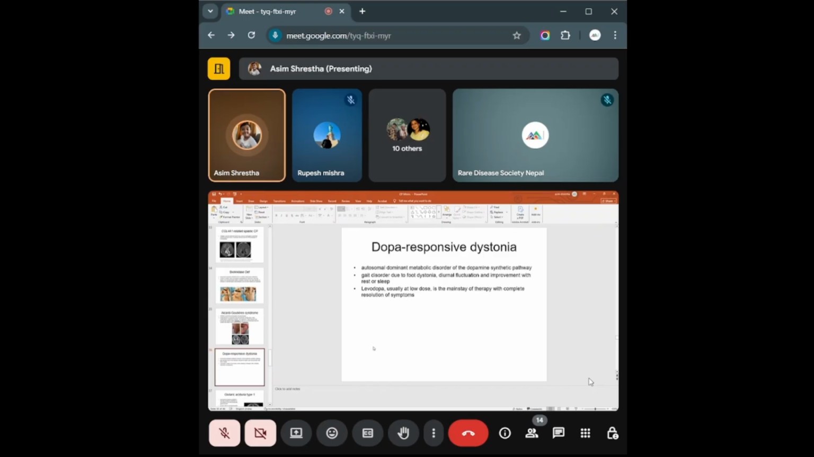Then the dyskinetic CP mimic. The previous 2-3 slides were of the spastic variant. Now the dyskinetic kind of cerebral palsy variant. This is an autosomal dominant metabolic disorder of the dopamine synthesis pathway, because the dopamine synthesis pathway has been disrupted. That's why the level of dopamine was low. That's why the dystonia is there.